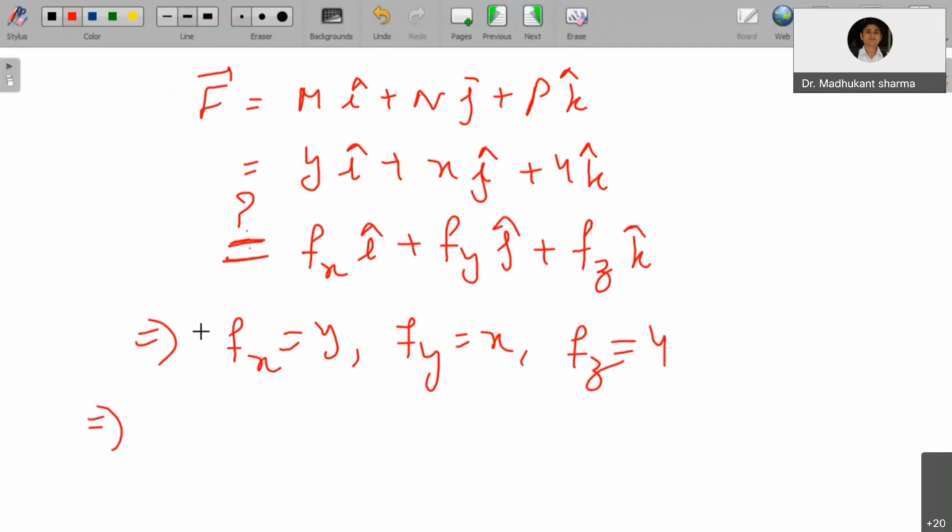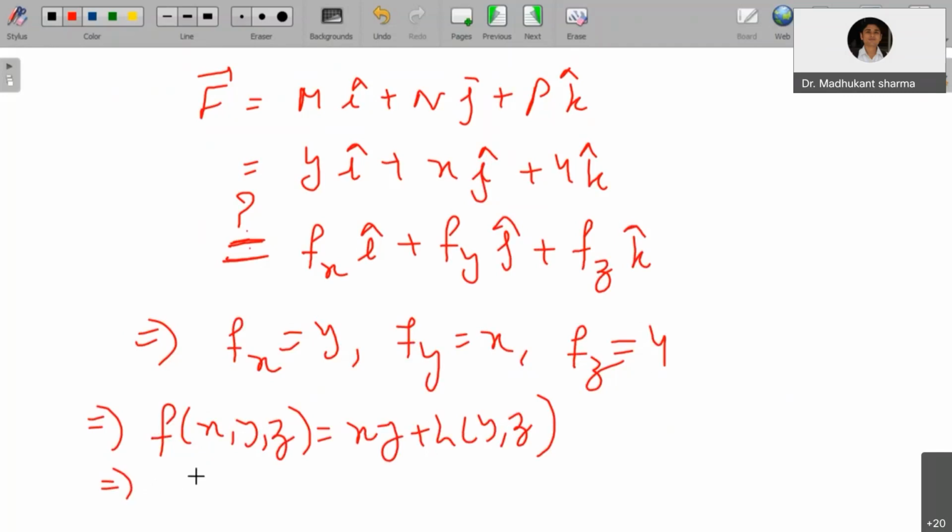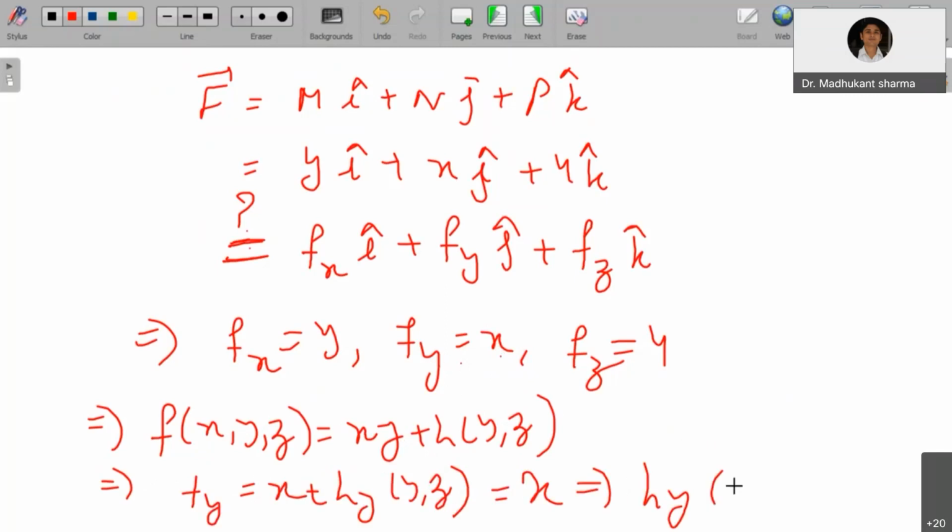Now again, you repeat the same process. First equation, integrate partially with respect to x, that gives you f of x comma y comma z equals x into y plus h of y comma z. Now this implies fy equals x plus hy of y comma z. Now the second equation will be used. Fy must be equal to x, so this must equal x. This implies hy of y comma z is equal to 0.